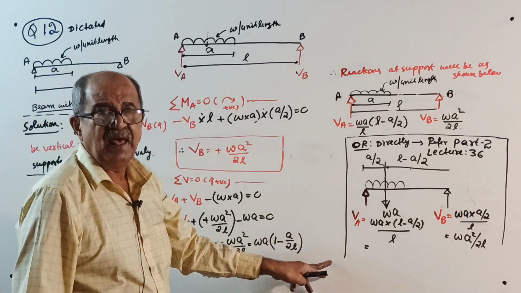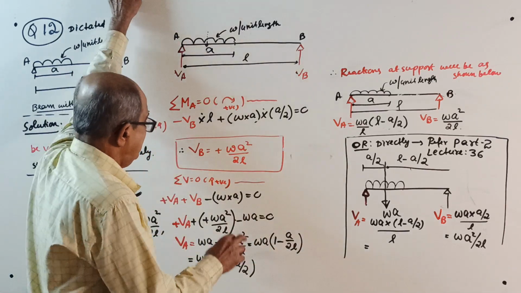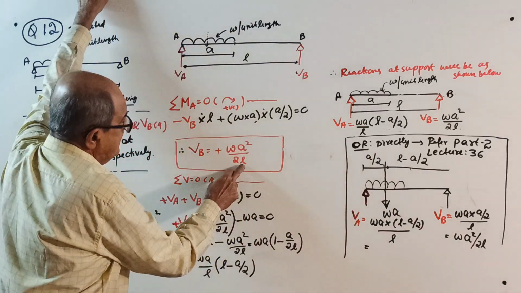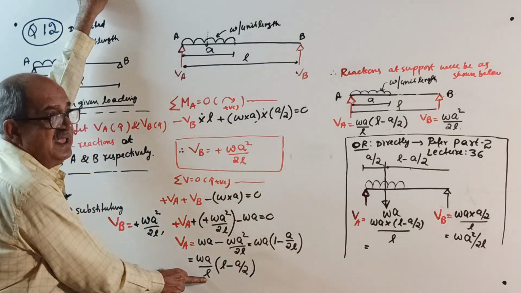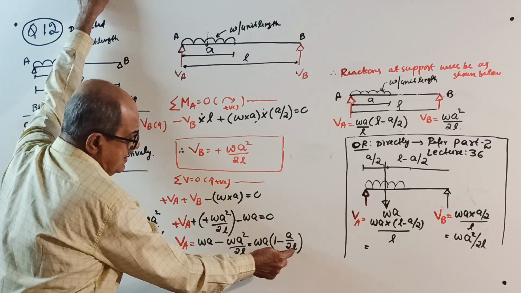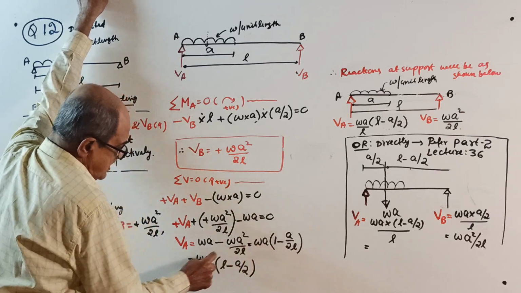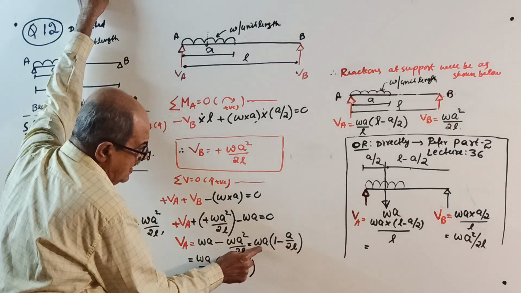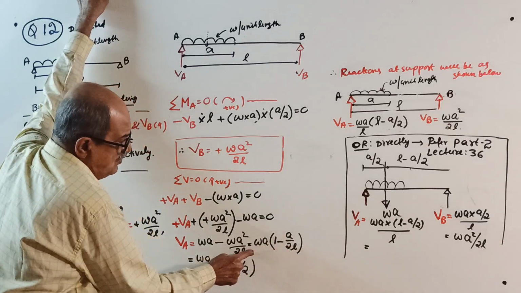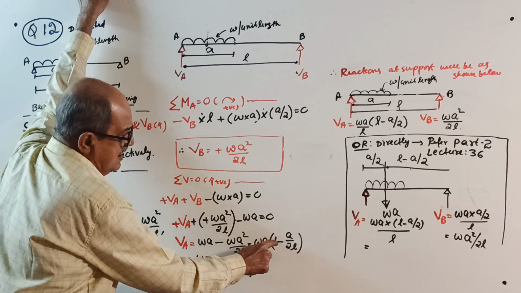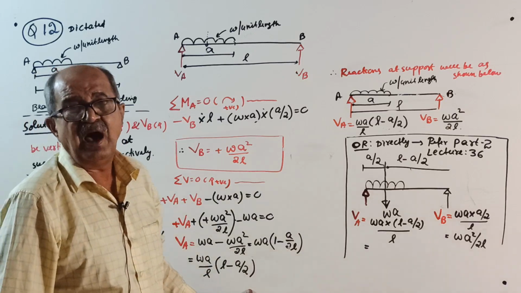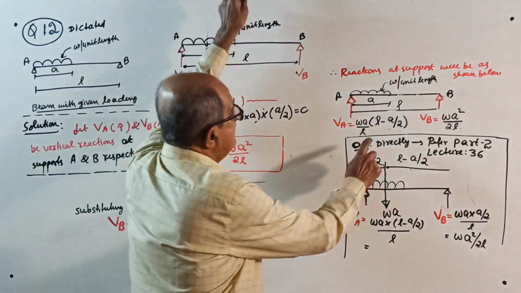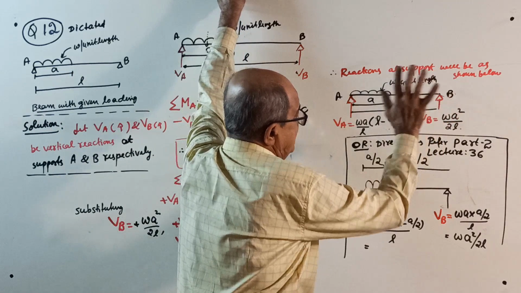You can stop here, or, since in VB there is divide by L, some people will prefer divide by L here also. So from here take L outside. So WA by L into, since you take L outside, this 1 will become L: L minus A by 2 is the answer. High school level algebra. Okay, therefore these are the reactions for the beam.